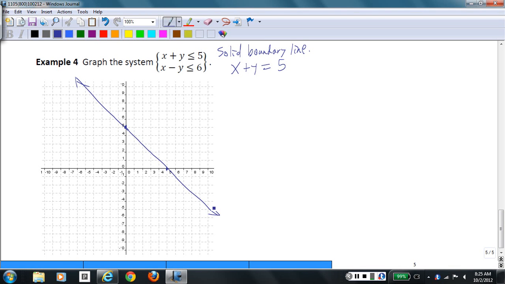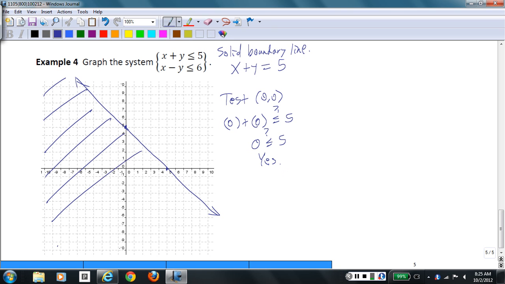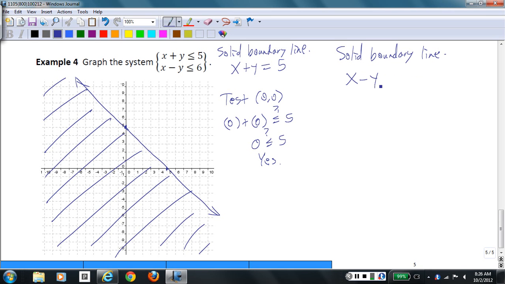Does the origin make this true? 0 plus 0, is it less than or equal to 5? I'm thinking yes. So we'll shade everything in the half plane containing our test point. Okay, maybe the other one will be a little bit more of a challenge. Another solid boundary line. x minus y is equal to 6.